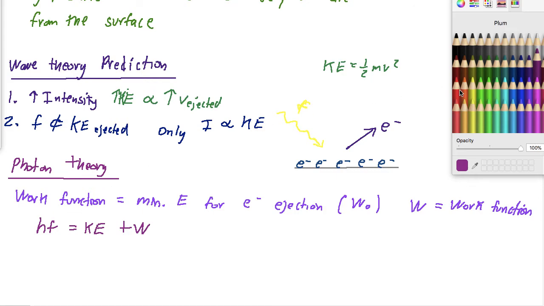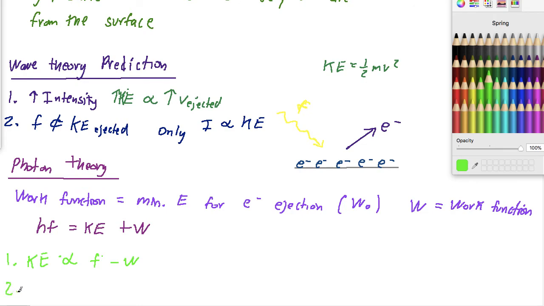So what the photon theory does, it makes two assumptions or two predictions, just in the same way that the wave theory did. Number one, that kinetic energy, if we rearrange this formula right here that we just wrote, is going to be directly proportional to the frequency minus the work function, meaning that intensity has nothing to do with it. So it's the complete opposite from what the wave theory is saying.